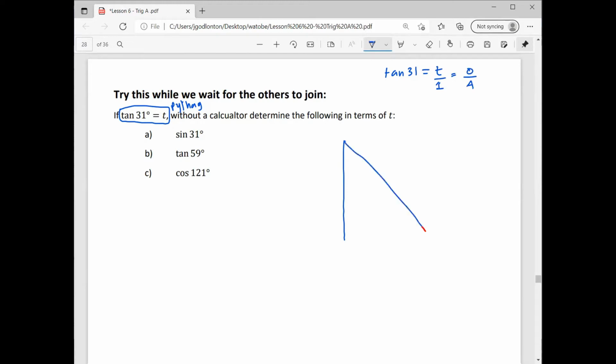So think about your triangle, put in your angle of 31, then think about what side is going to be t, what side is going to be 1, and then you're going to need to use Pythagoras to find the other side. So you're going to need to use Pythagoras to find your hypotenuse. Okay, that's my advice on how to get started.